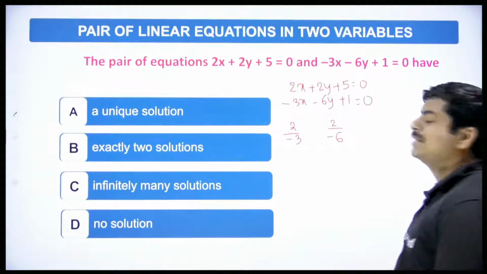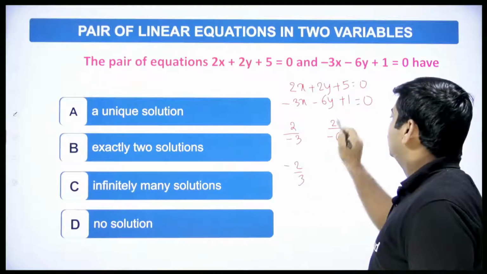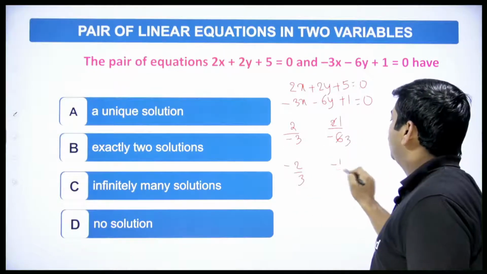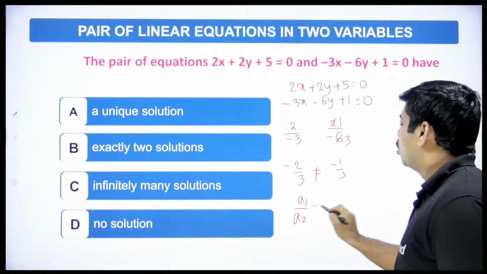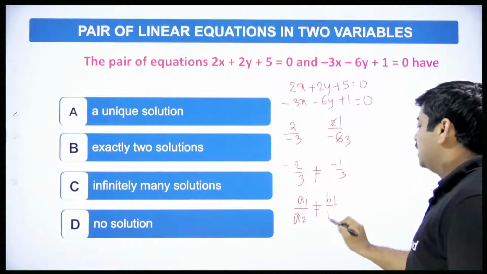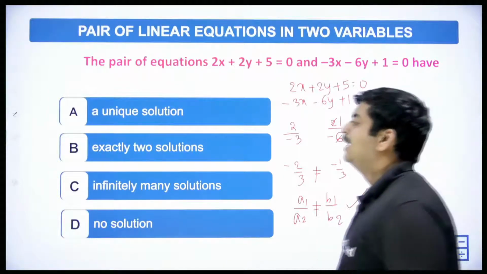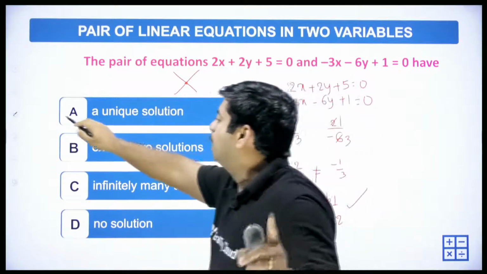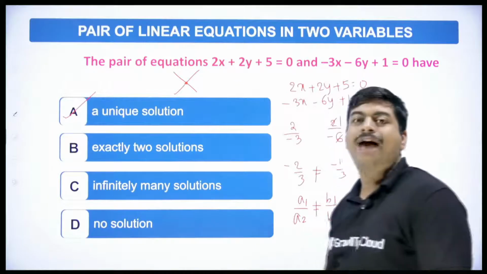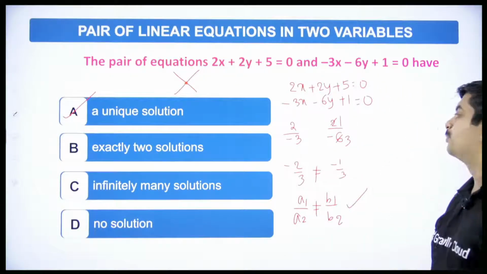So are these two the same? Are these two equal or different? This is -2 by 3 and this is -1 by 3. These two are not equal. We came to a relation that a1 by a2 is not equal to b1 by b2, and we discussed that if these two are not equal, these two lines are intersecting, and intersecting lines will have only one point of intersection, so we'll be having a unique solution, right?